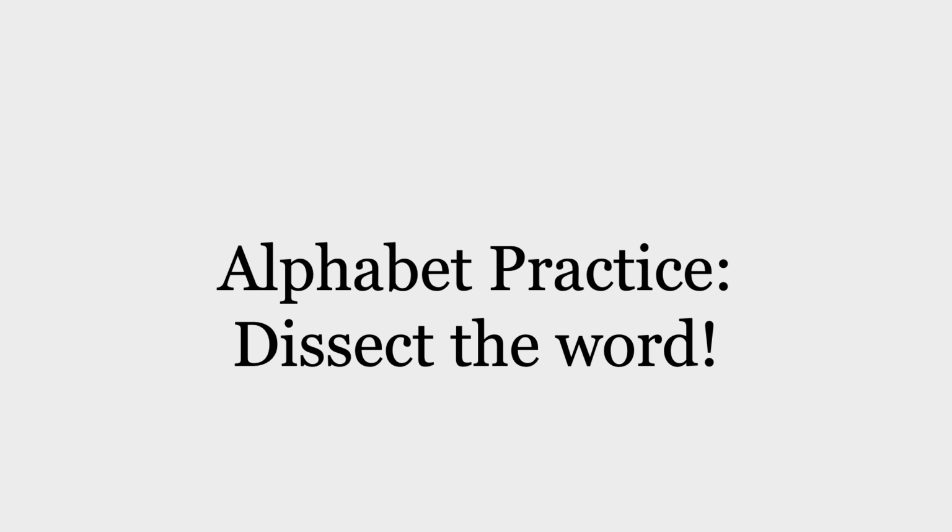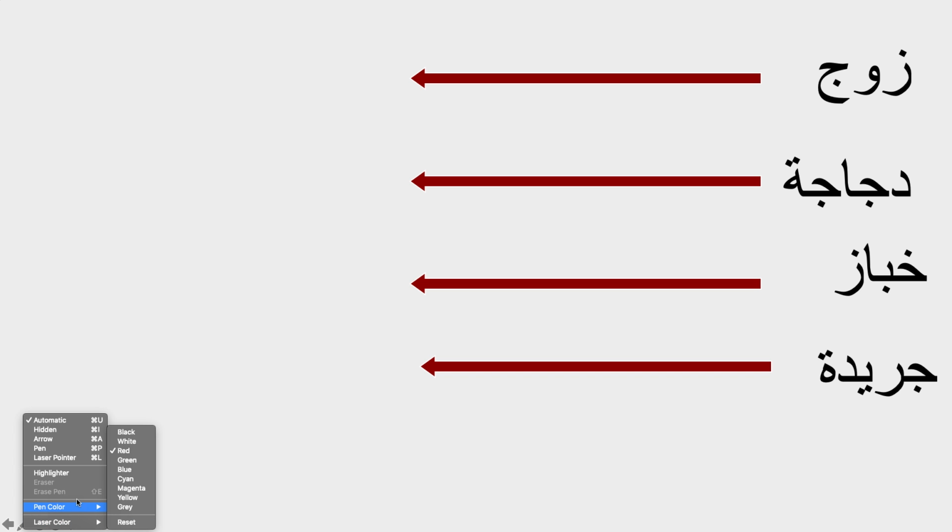So now we're going to practice like we did last week and we do other weeks by dissecting the word. So we have here زوج, دجاجة, خبز, and jarida. So let's break those down. So the first one, husband. This one is a trick question almost because it is already in its broken up form.